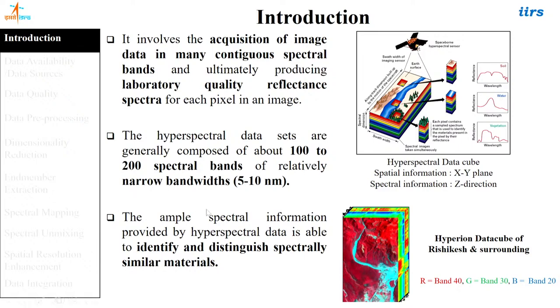Because of ample spectral information, we are able to identify and distinguish spectrally similar materials. Here you can see, when we visualize the FCC, we have used band 40, that is near infrared, through red, then band 30, the red band, through green, and band 20, the green band, through blue as the standard false color composite.